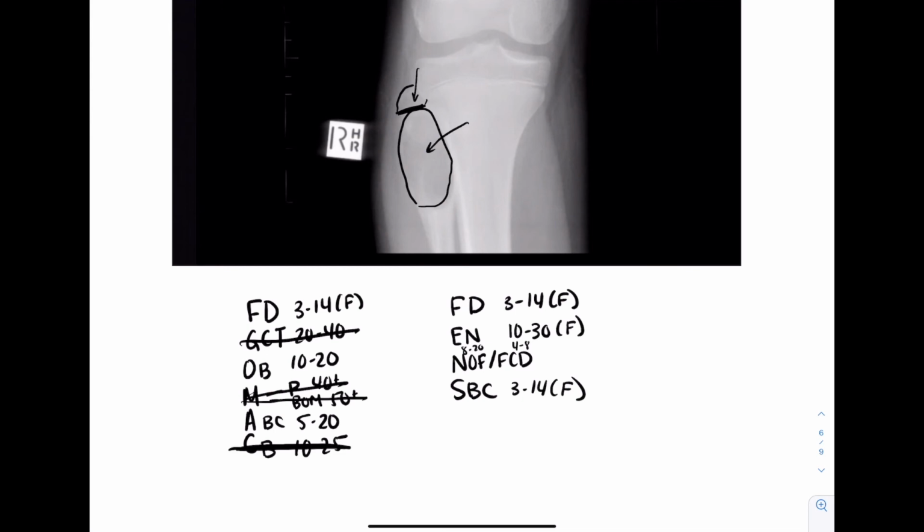Okay, metaphyseal region, does it look like it has a fibrous matrix? Not really. Does it look like it's a really long thing? Not really. Do I have other options that are better than a fibrous dysplasia? Yes. Taking fibrous dysplasia off my list.